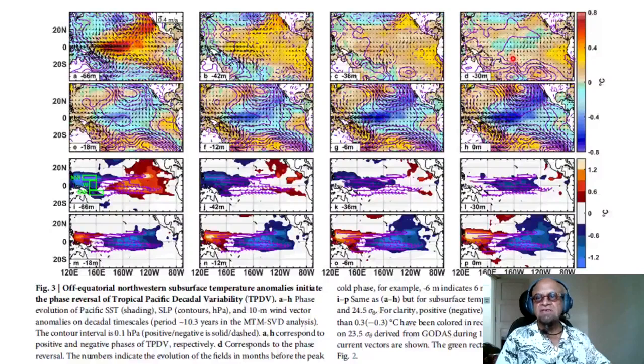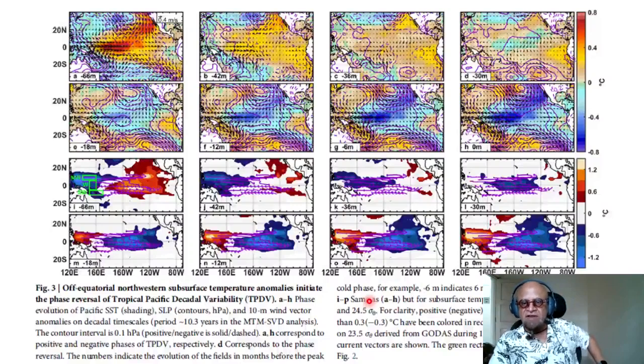So A, B, C, D. This is the transition going from positive and then beginning to grow into a negative phase. The numbers indicate the evolution of the fields in months before the peak cold phase. For example, minus 6M is 6 months before the peak of the cold phase. I to P the same as A to H, but for subsurface temperature anomalies averaged between 22 to 24.5 sigma theta.